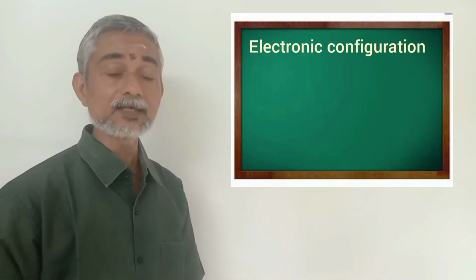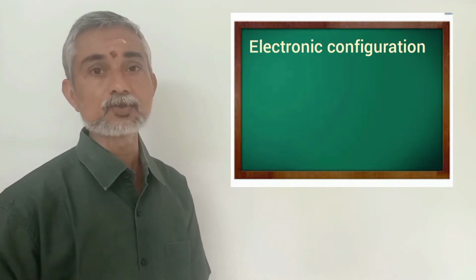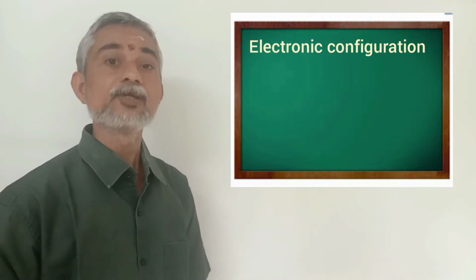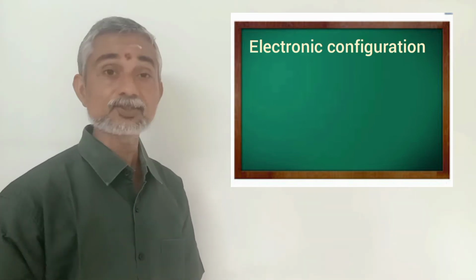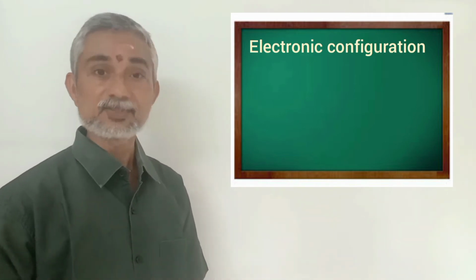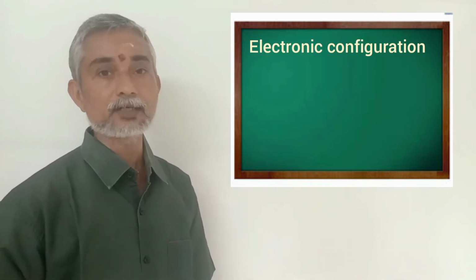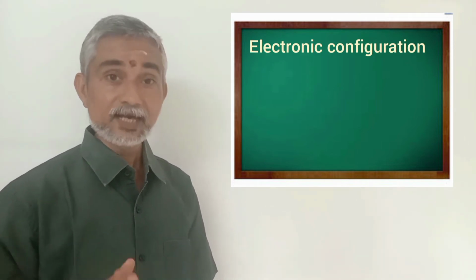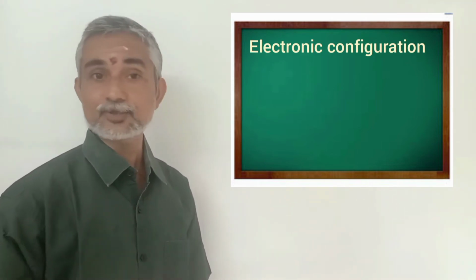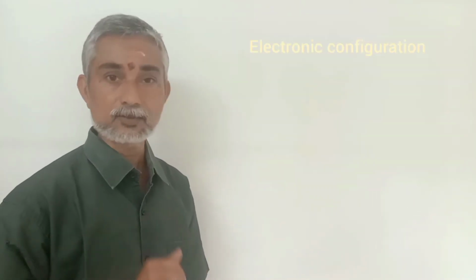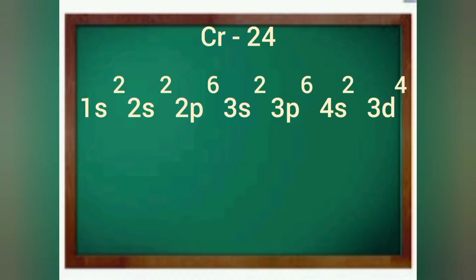So for stability, one electron is donated from the s subshell to the d. In the same manner, in the case of copper also, one electron is donated to d to get stability. In chromium, half-filled is stable; in copper, fully filled is stable. You have to remember that while writing the electronic configuration of chromium and copper. The electronic configuration of chromium is 1s2, 2s2, 2p6, 3s2, 3p6, 4s2, 3d4. Now one electron is donated to 3d and it becomes 4s1, 3d5.